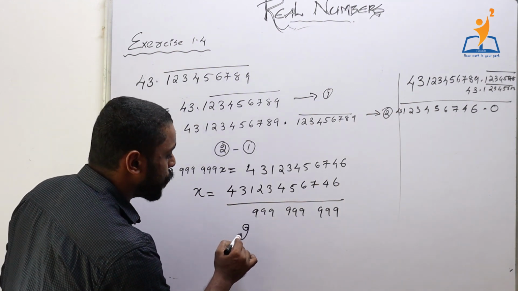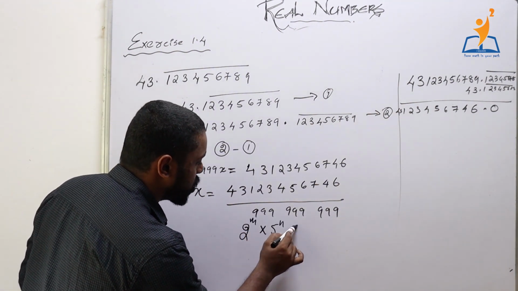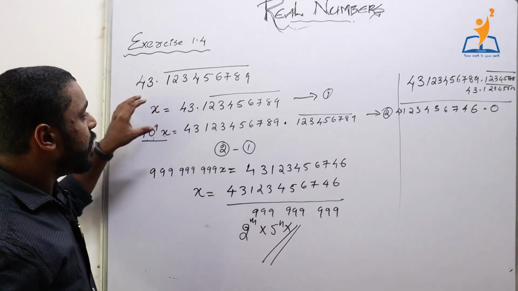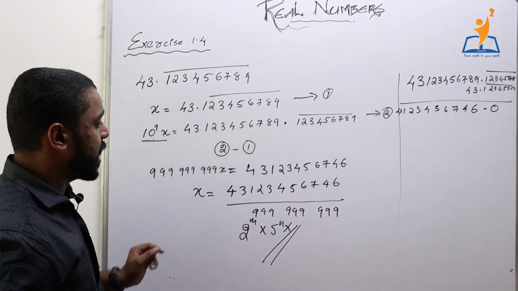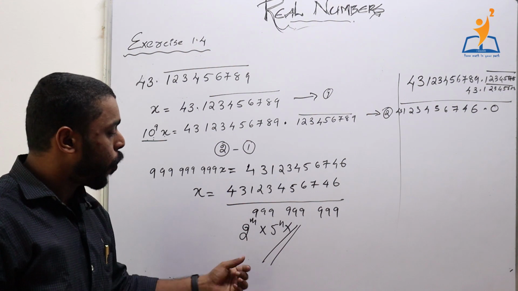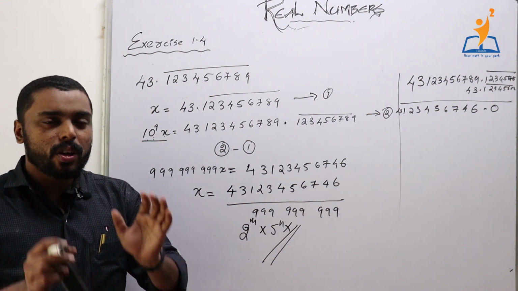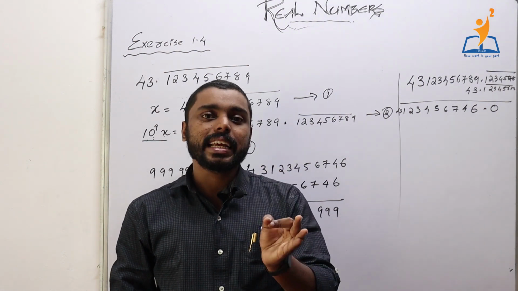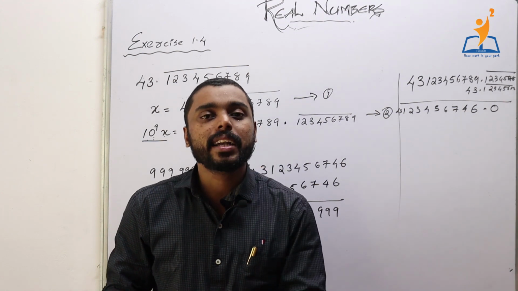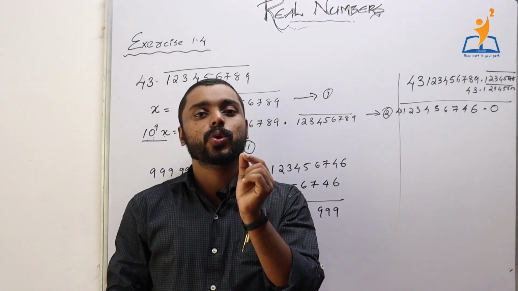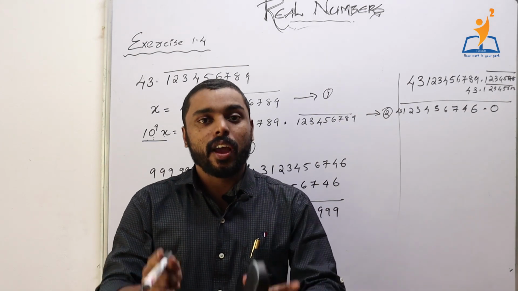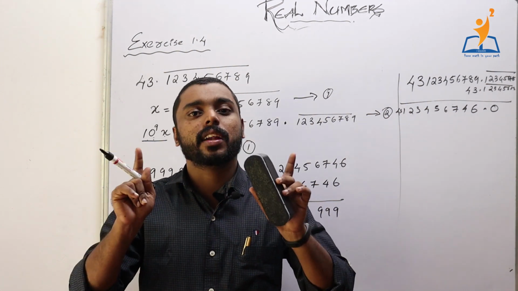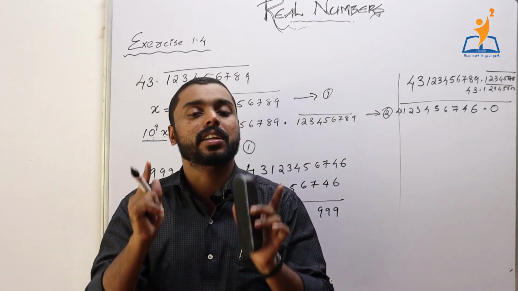So the denominator is 999, which is not of the form 2 raised to m into 5 raised to n. See, whenever the rational number has a repeating non-terminating decimal expansion, the denominator will not be of the form 2 raised to m into 5 raised to n. And whenever the denominator is not of the form 2 raised to m into 5 raised to n, then the rational number will definitely be non-terminating.